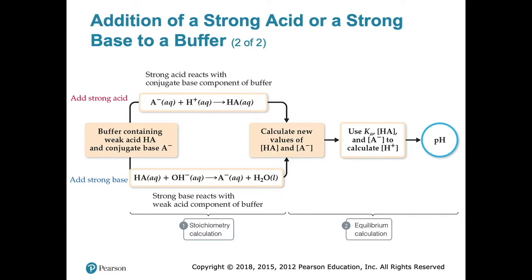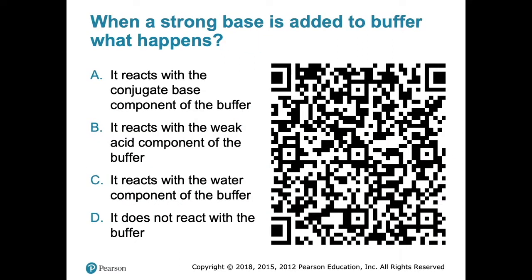And don't worry, there won't be a lot of these questions today because I have to get through a lot. But here's your first question. When a strong base is added to a buffer, what happens? It reacts with the conjugate base component, it reacts with the weak acid component, it reacts with the water component, or it reacts with nothing in the buffer.